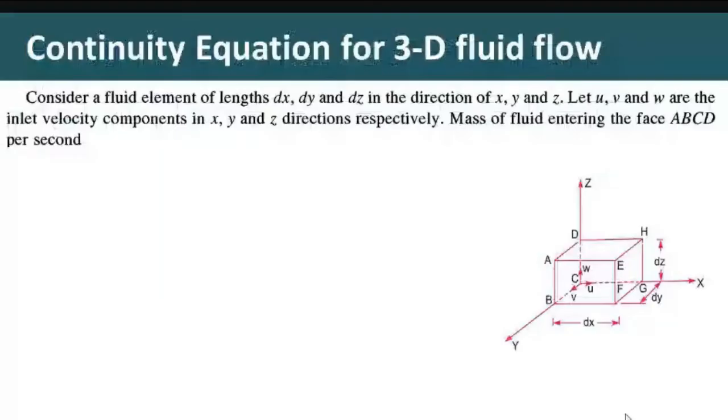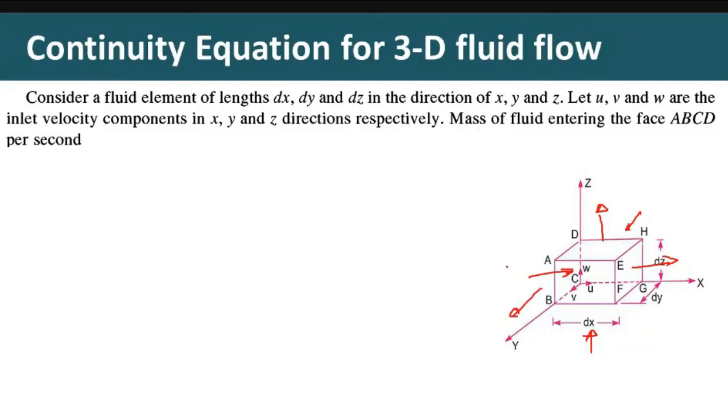So first of all, we will find out the mass flow rate entering the system. Now we will assume that along the x direction, the flow takes place in this direction. So fluid will enter in the x direction along face ABCD and leave along face EFGH. Similarly, along the y direction, fluid will enter from the lower face and leave from the upper face. Along the z direction, it will enter from this end and leave in this direction.